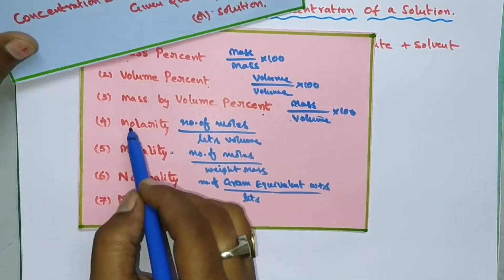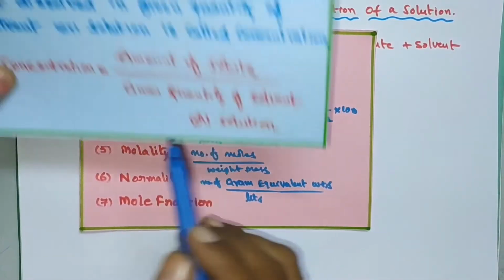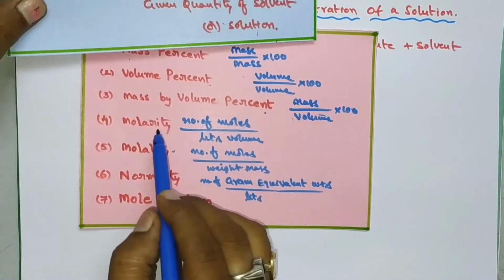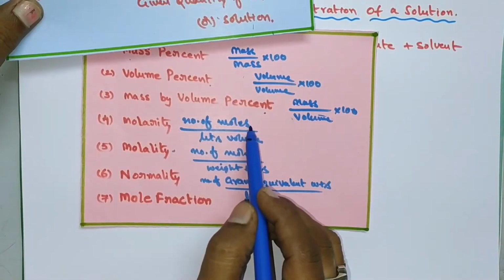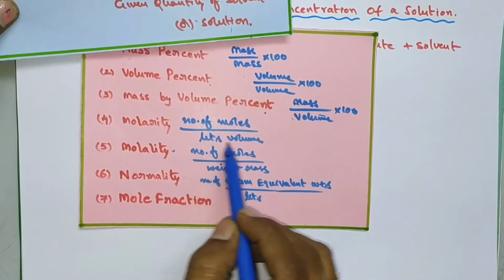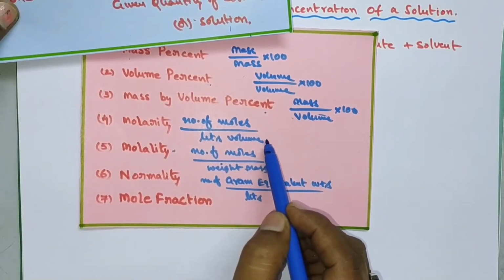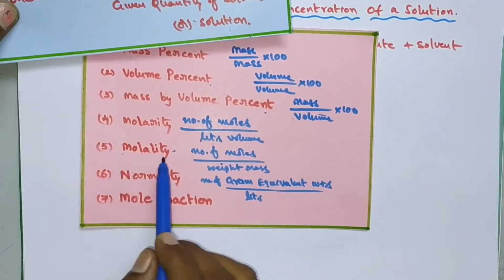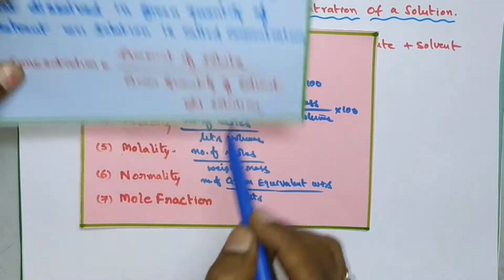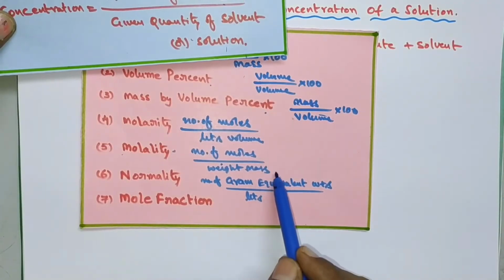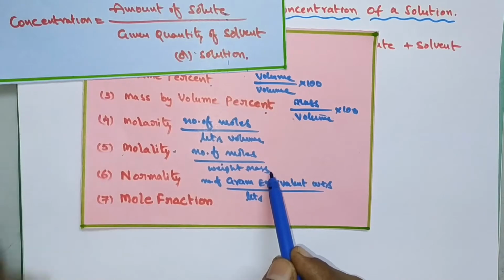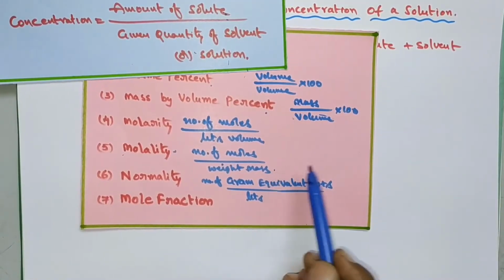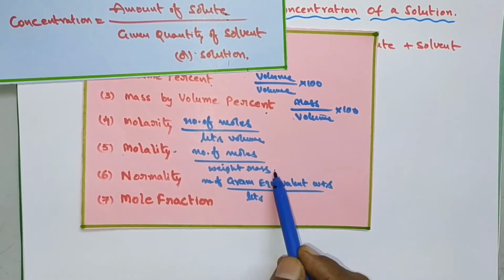And next one, molarity. In case of molarity, the amount of solute is expressed in terms of number of moles, whereas the quantity of solution is expressed in terms of liters, that is in volume. In case of molality, the quantity of solute is expressed in terms of number of moles and the quantity of solution is expressed in weight, that is mass, in kilograms or grams.